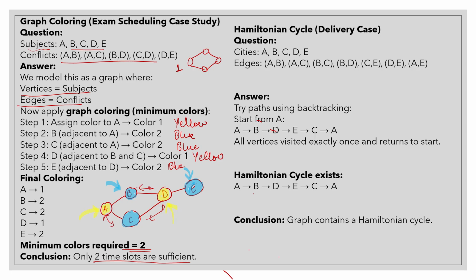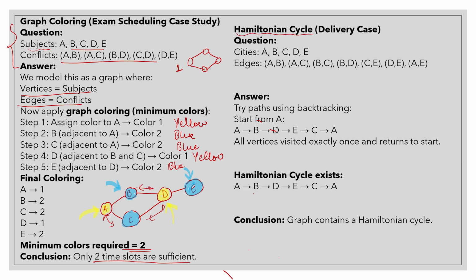This can come as a case study. Here, you may be given a direct question where you're given subjects A, B, C, D, such as maths, physics, and all. And you may be given their connections, like conflicts, who are in conflict with each other, and you have to color the graph.